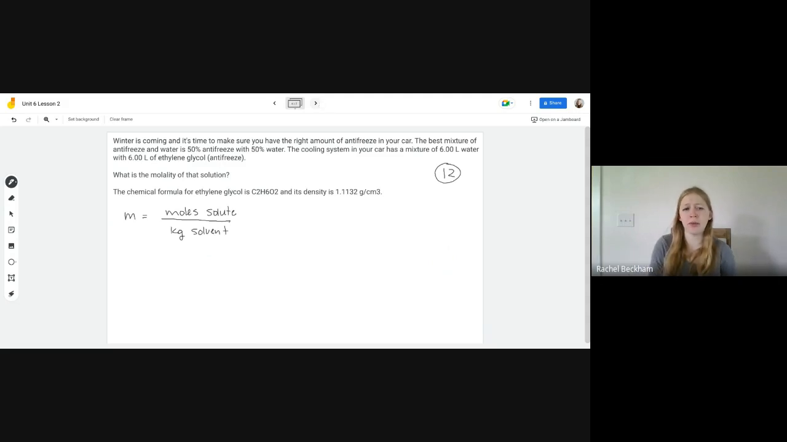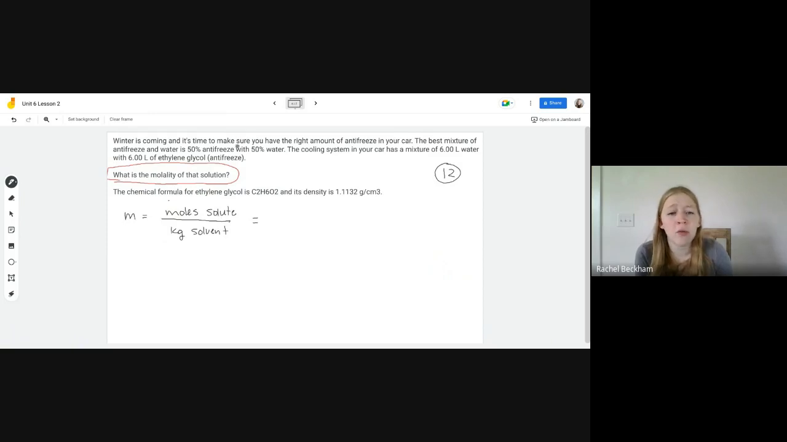So now we're doing a little bit of a different formula. If I even just skip my eyes down here, this is what it's asking for. It's asking for molality. So before we read all of that stuff, I have the formula for molality right here. Molality is different than molarity. Molality is moles divided by kilograms rather than liters. So let's figure out what our solute is and our solvent is.